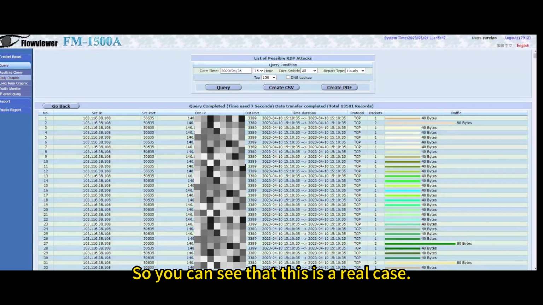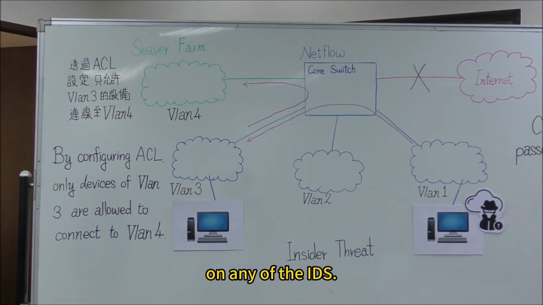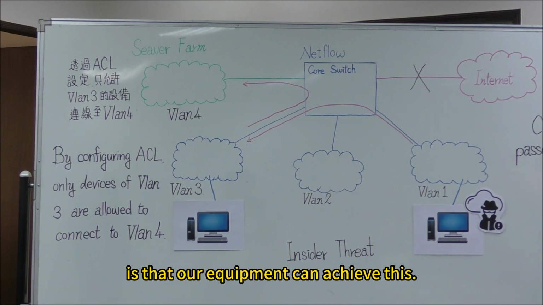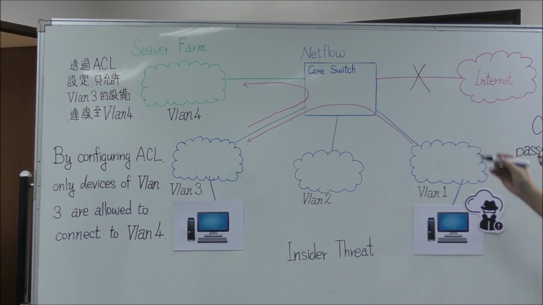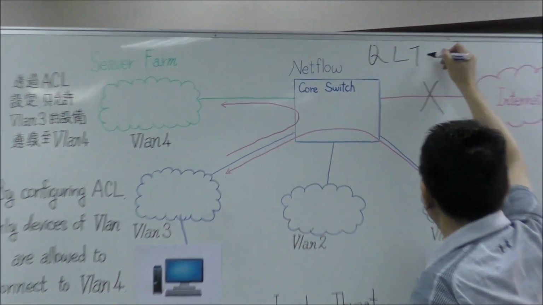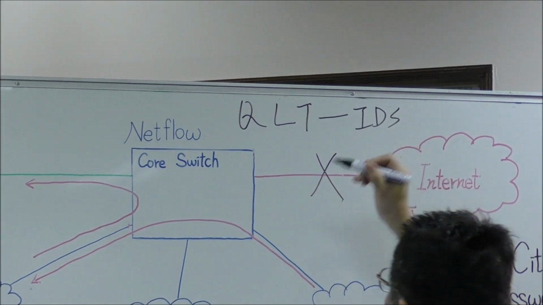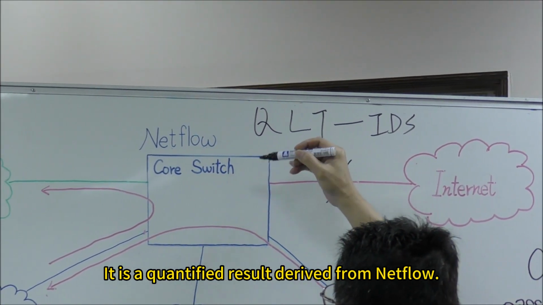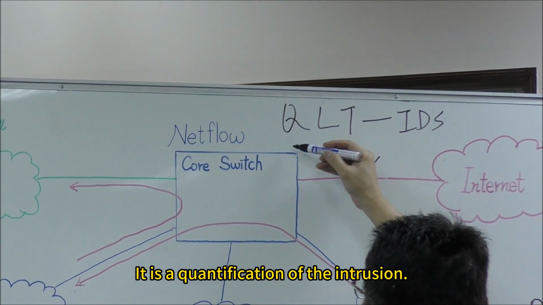So you can see that this is a real case, because none of this is visible on any of the IDS. But what we are going to tell you today is that our equipment can achieve this. It has already been explained in my thesis. What is called QLT IDS? It is a quantified result derived from NetFlow. It is a quantification of the intrusion.